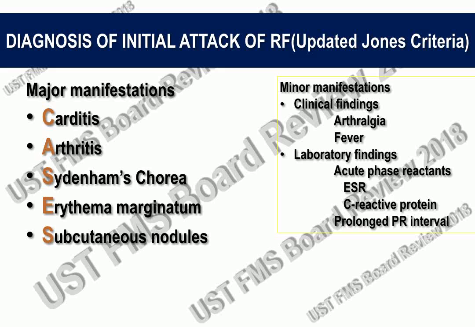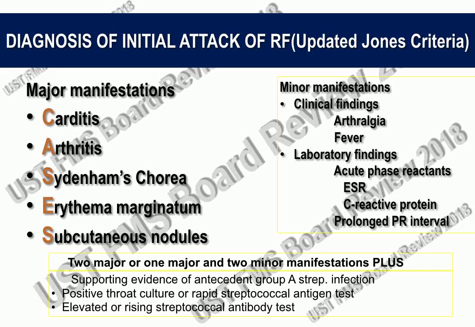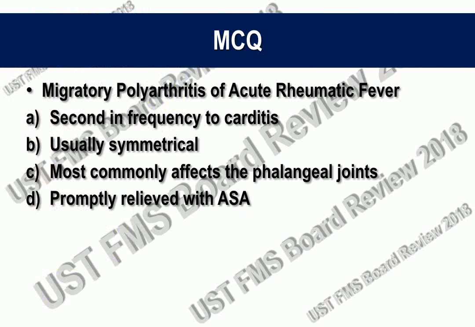On the other hand, minor criteria consists of your arthralgia, your fever, elevation of acute phase reactants like your ESR, your C-reactive protein, your prolonged PR interval. Okay, so diagnosis necessitates two major or one major plus two minor manifestations, plus supportive evidence of an antecedent group A streptococcal infection. So either a throat culture, an antigen test, or a rising streptococcal antibody test. The migratory polyarthritis of acute rheumatic fever is what?